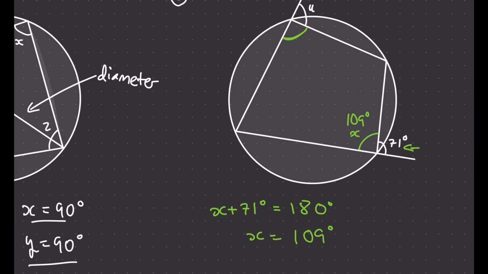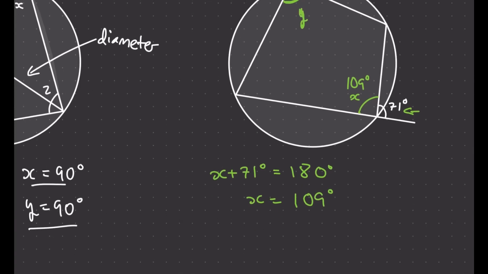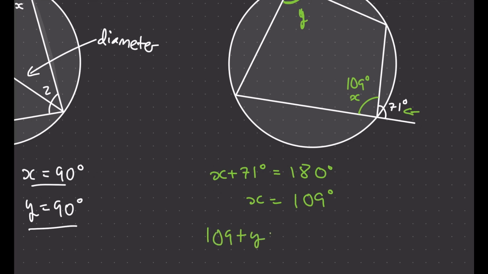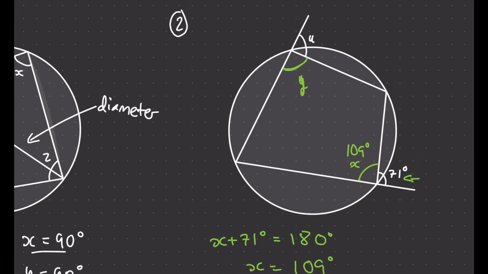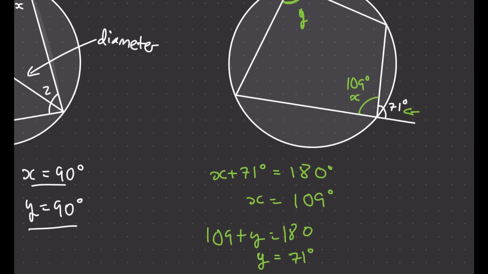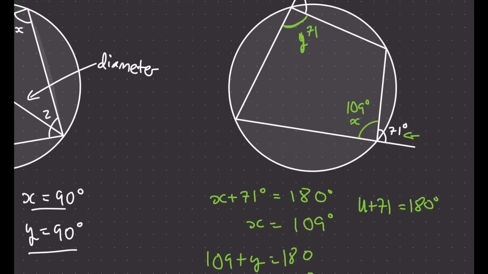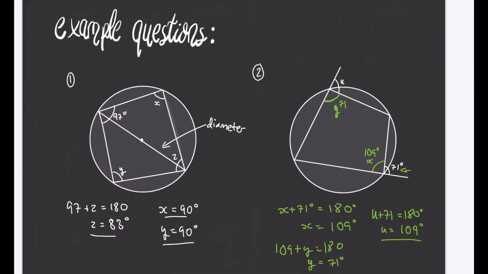Now we know that, let's call this y. 109 plus y equals 180, so y equals 71. And then we know that u plus 71 equals 180 degrees because they're angles on a straight line. So u equals 109. Okay, and there you have it.